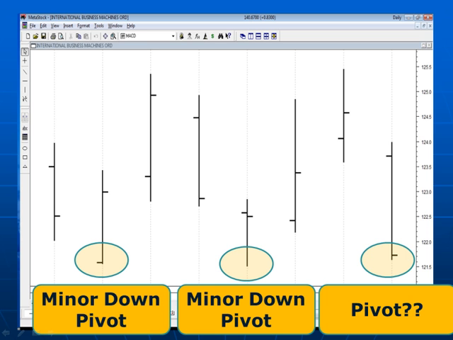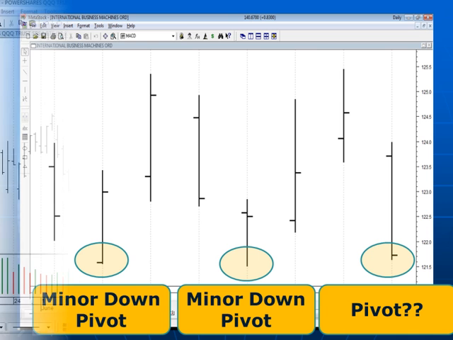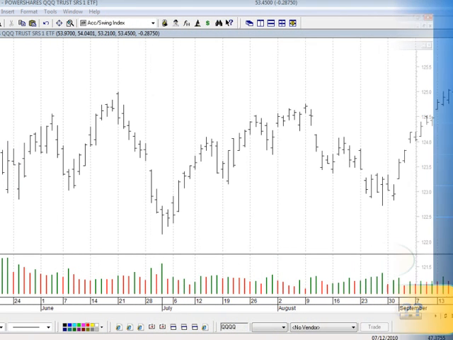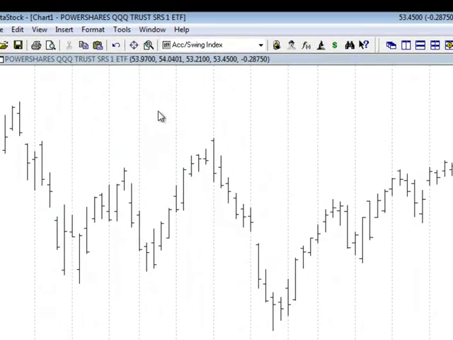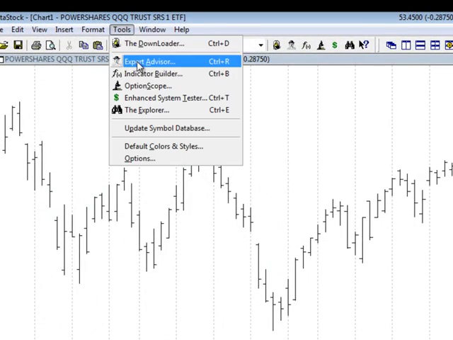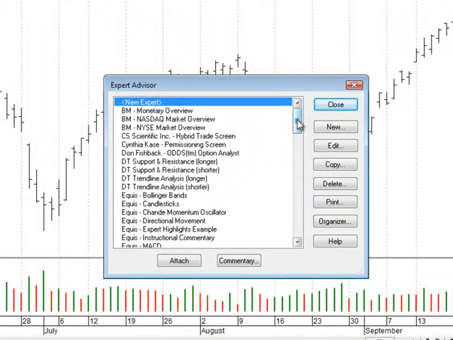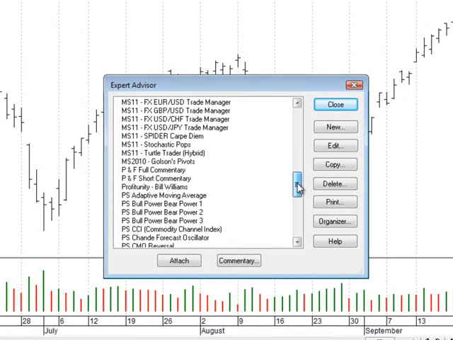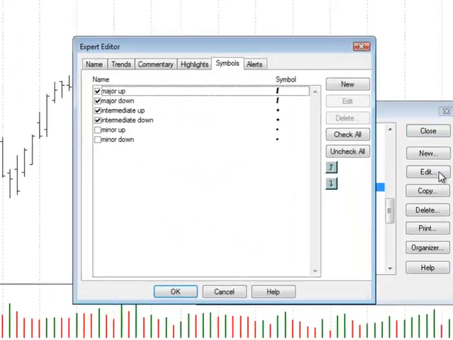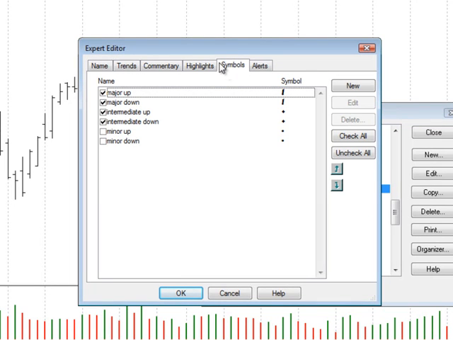Now let's go back to our chart of the Qs. To see the pivots displayed on your chart, click on Tools, choose the Expert Advisor, and then scroll down your list of experts here until you get to the expert called the MS 2010/Golson's Pivots. Now, before we attach this expert to our chart, we're going to make a couple changes. That is, I'm going to click over here on the Edit button, select the Symbols tab here, and here we can actually select what types of pivots we want to have displayed on our chart.